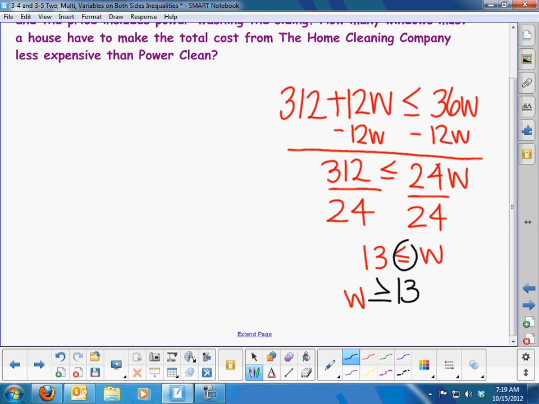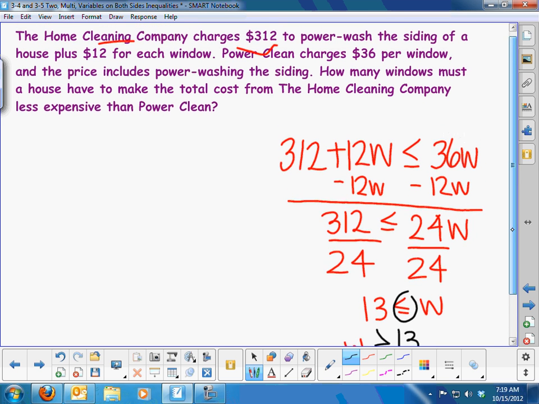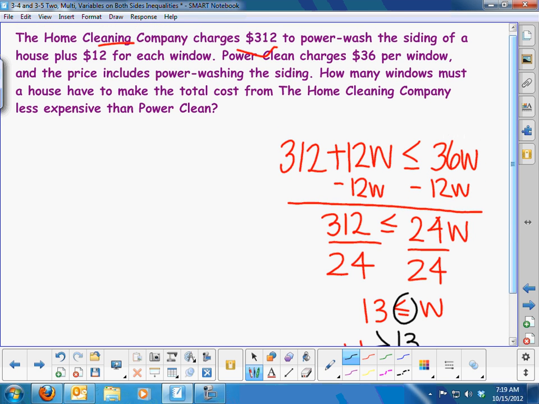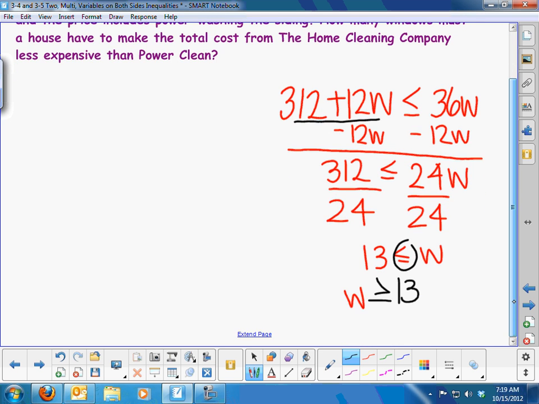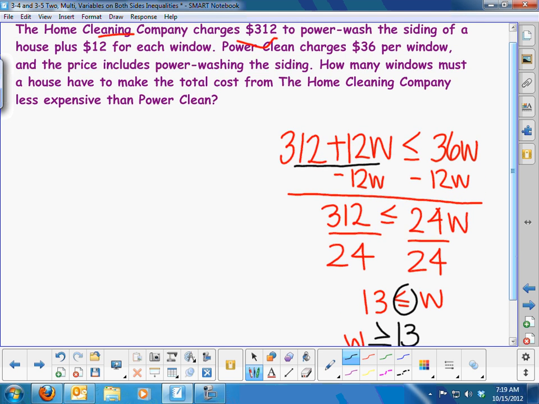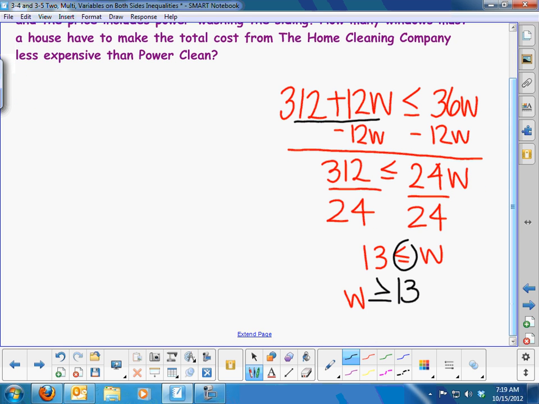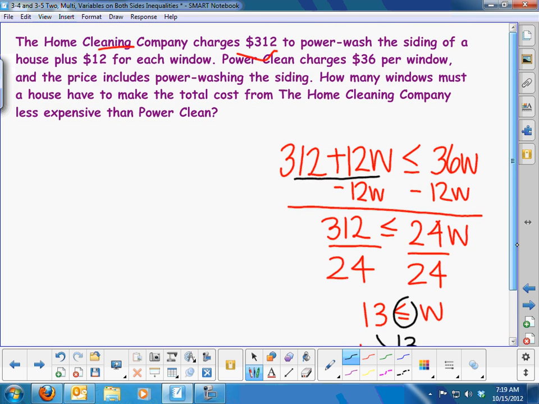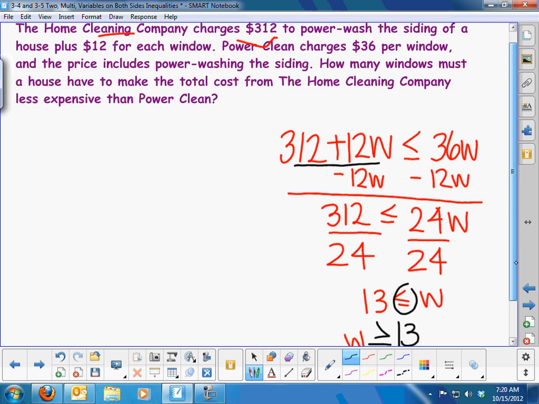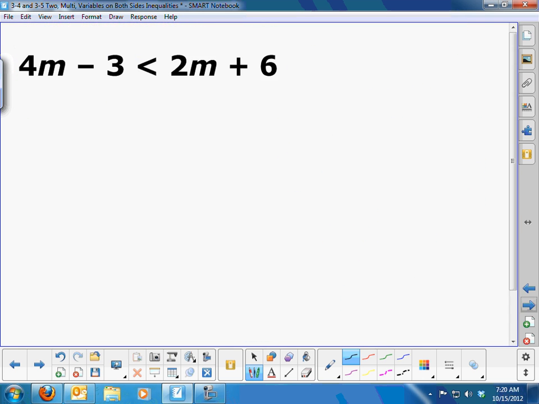So if you have more than or equal to 13 windows, it's going to be cheaper to go with the home cleaning company because they're on the left. Okay, so if you have 13 or greater than windows, you want to choose the home cleaning company. Otherwise, you would want to choose the Power Clean company. All right, next one, guys.